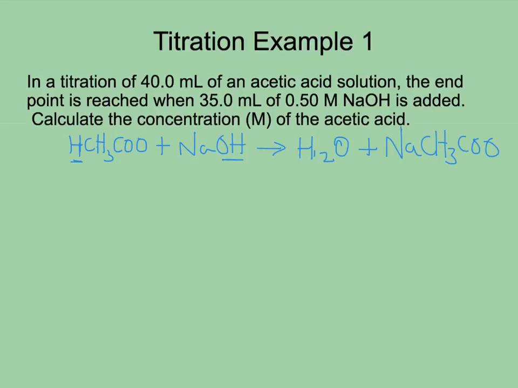So I have 40 milliliters of the acetic acid. So I'm going to put 40 milliliters here. I'm trying to find its molarity. The NaOH is 35 milliliters, and I'm told that it's 0.50 molar.